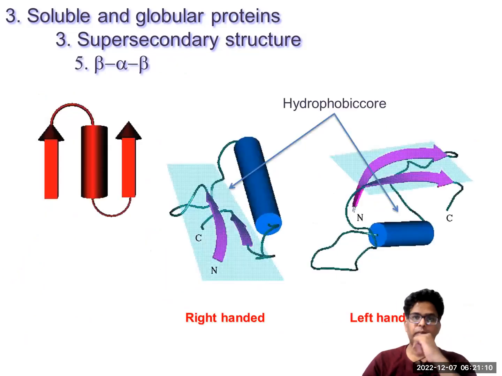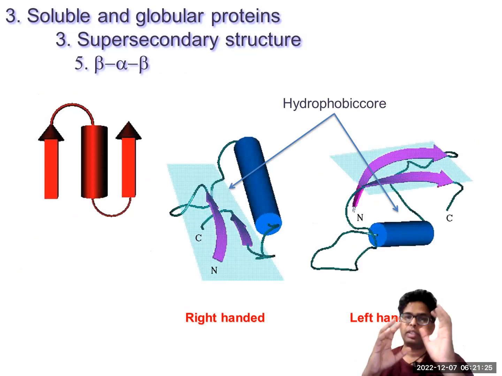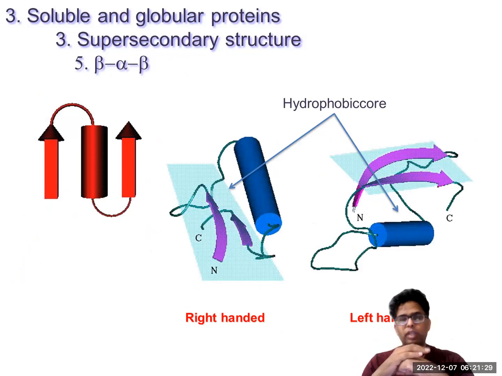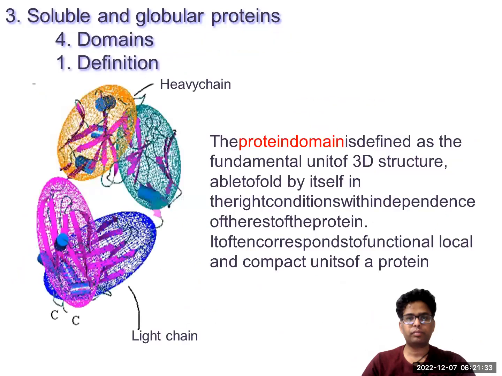And the beta-alpha-beta motif is found as right-handed or left-handed. What is the basis of the orientation? Because of the hydrophobic core, as I told you. If the beta, alpha and beta have to interact with each other, where beta-alpha is one loop and alpha-beta is another loop, then definitely they have to interact in that fashion. Ultimately they have some core, and this core may interact with some other residue to make it stable.